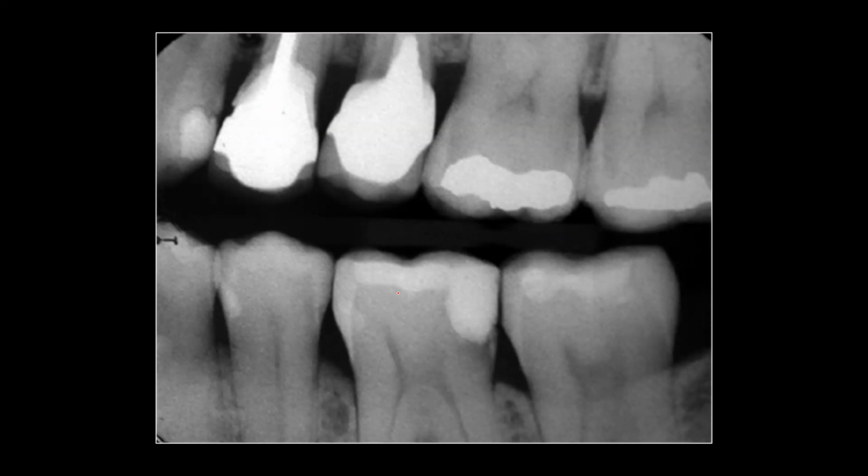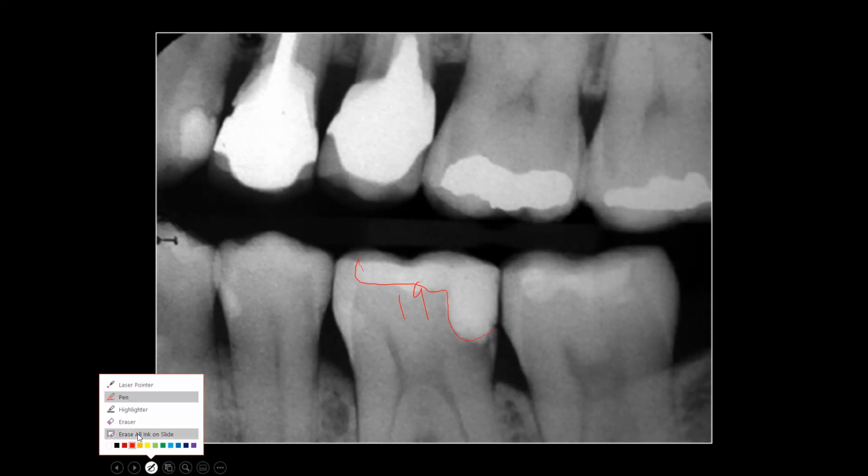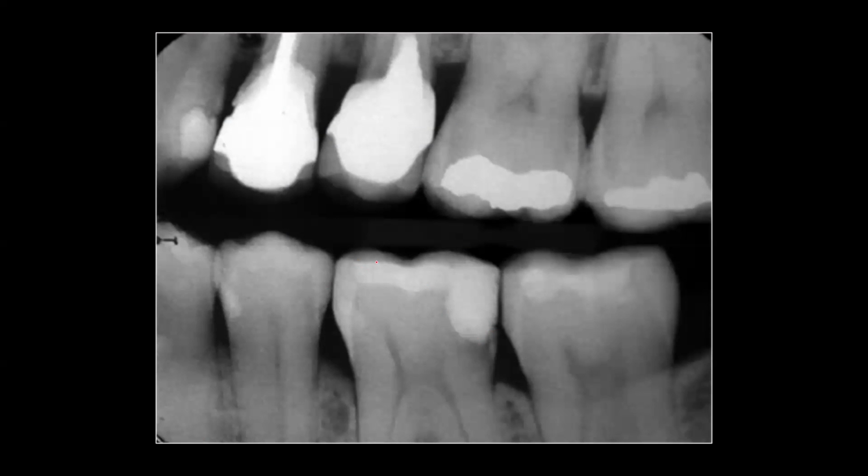All right, so 19, if you haven't found it, is here. So you have a filling. We classify that as a DO composite. You notice the opacity, it's radiopaque, but it's not the same whiteness as this. This is metal. This is composite, which is kind of like a resin.